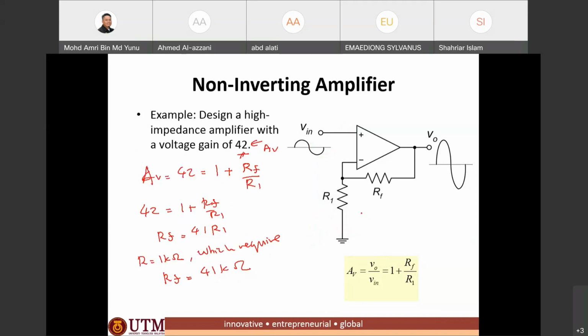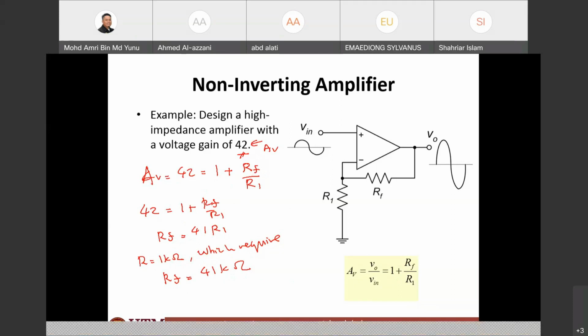So let's look at this example. Design a high impedance amplifier with a gain of 42. I give you the answer directly. The equation is 1 plus RF over R1, so that's the gain. So RF will be equivalent to 41 R1. If we choose R1 equivalent to 1 kilo ohm, then it will require RF to be 41 kilo ohm. So that's the answer.